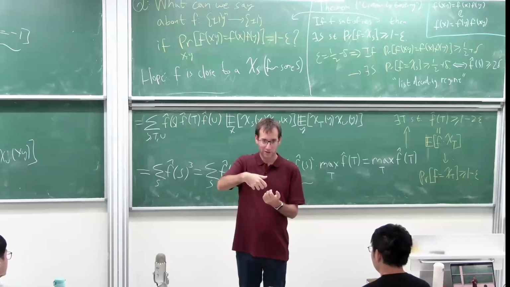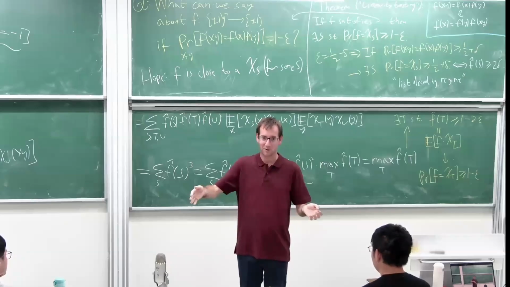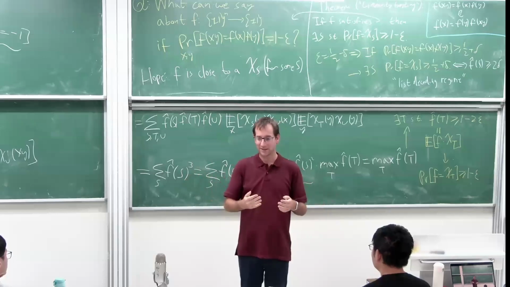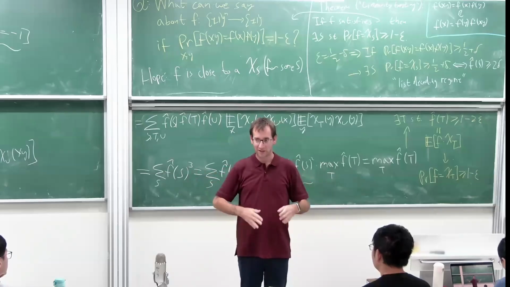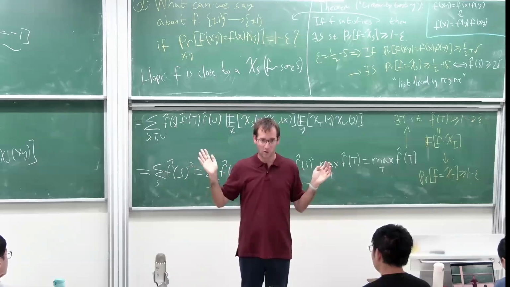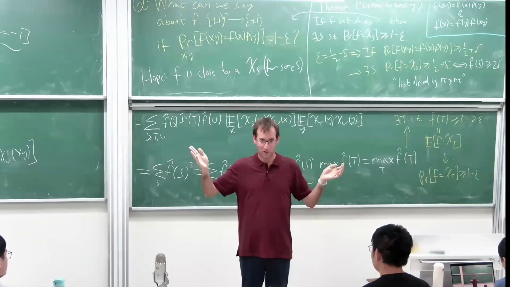Okay, so because you're querying the function at only a few places, you won't be able to tell whether it's actually linear or not. So the best that you can hope for is to say that if it's far from all linear functions, then you will discover it with some reasonable probability. This is the best that you can hope for in this black box world when you only make a few queries.